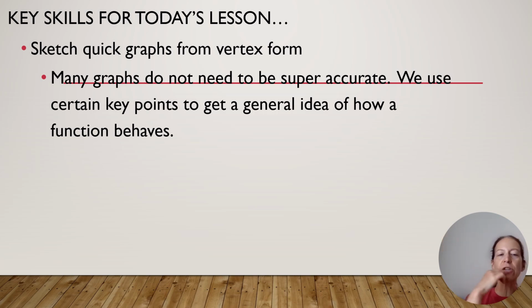Yes and no. So we use certain key points. So there are certain really important points that we want to get correct when we're doing a graph. But we use those key points to get a general idea of how the function behaves. Remember that the graph is the picture of the solutions. It's a picture of what the solutions look like and the patterns that are involved in it. And so a lot of times we don't need our graphs to be super accurate. We just need them to be accurate enough to be able to get the information off them that we want.